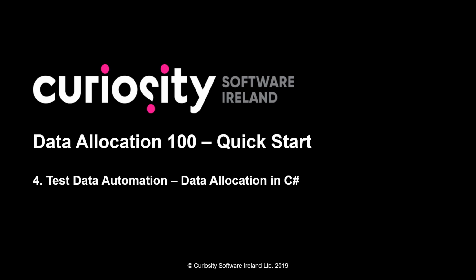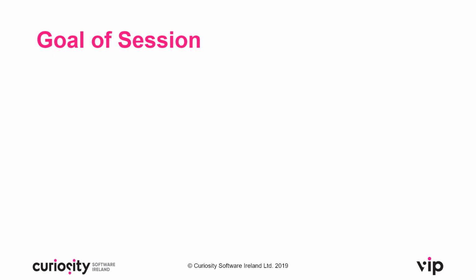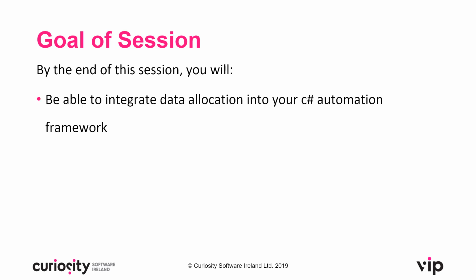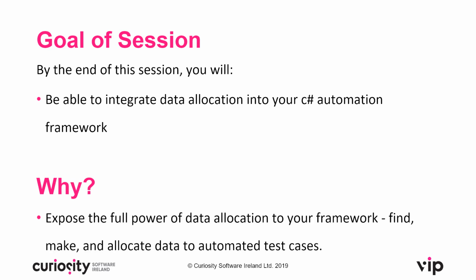In this installment of the Data Allocation 100 Quick Start series, we're going to be integrating data allocation into a C# test automation framework. The goal of this session is that by the end you will be able to integrate data allocation into your C# automation framework. This is so you can expose the full power of data allocation to your C# framework of finding, making and allocating data to automated test cases.